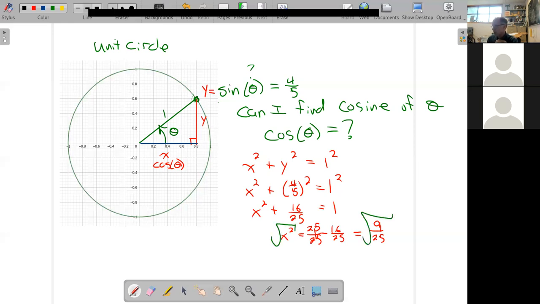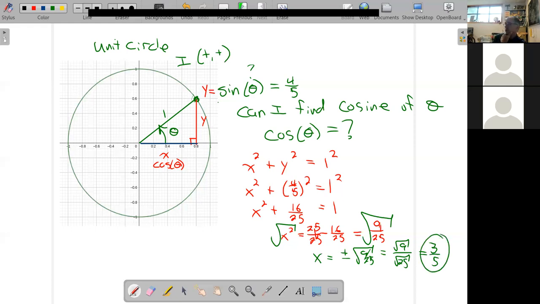Now, technically, when we take the square root of a square, we get a plus or a minus. So then I have to decide, do I want the plus here or do I want the minus? And that would depend on which quadrant we're in. I'm in quadrant 1 here, and in quadrant 1, both x and y are positive. So I want the positive version in this case. And then I can clean it up. Square root of 9 is 3. And square root of 25 is 5. So this should be 3/5 for the x value.